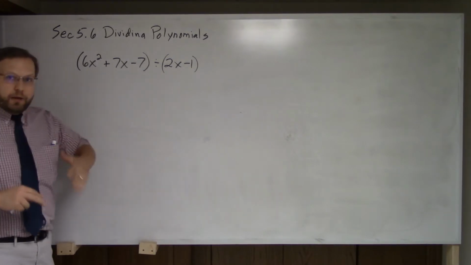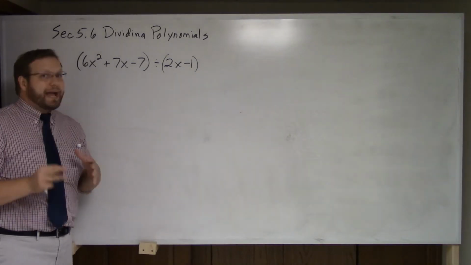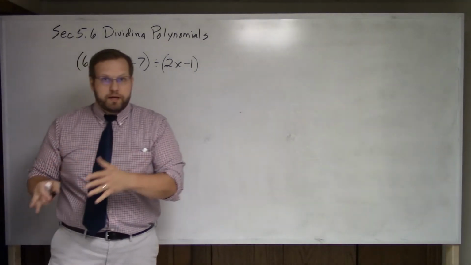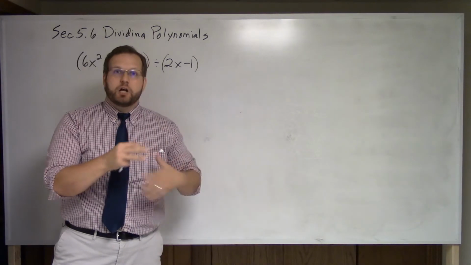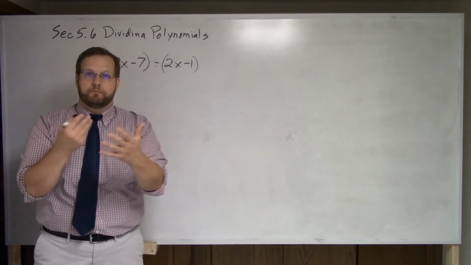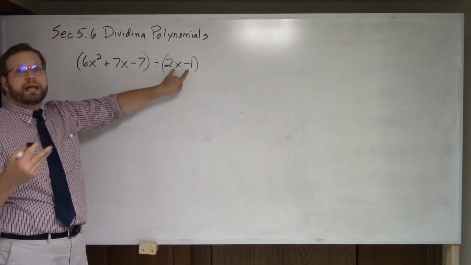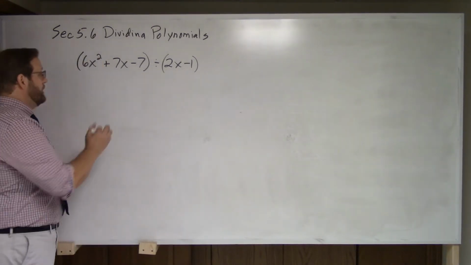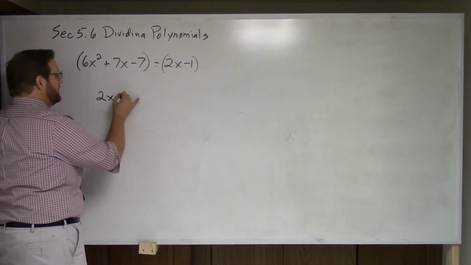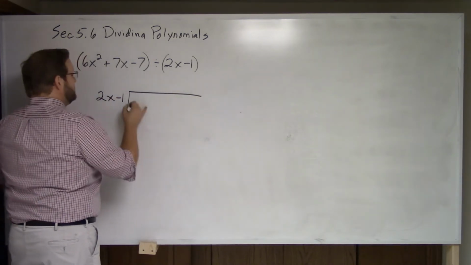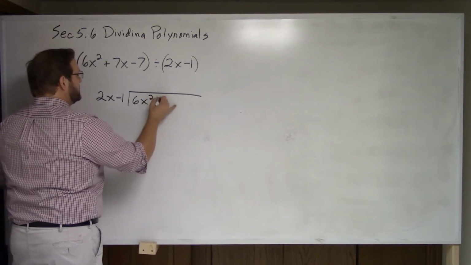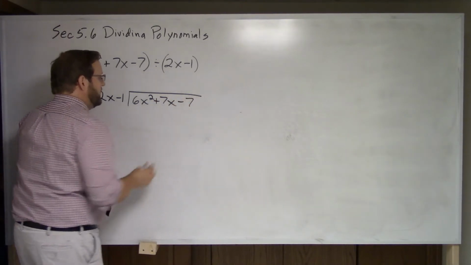So again, we see that it's a division problem. We have to decide, are we doing the breakup method or long division? It's not always going to be given to you. Okay, so always decide that first. In this case, since there's 2 terms, we have to use long division. So I'm going to take 2x minus 1 going into 6x squared plus 7x minus 7.